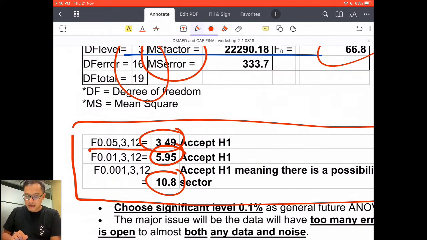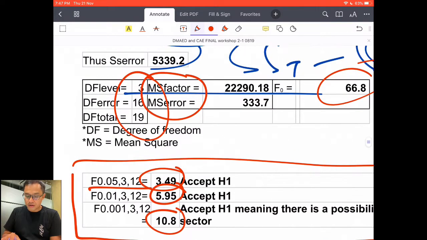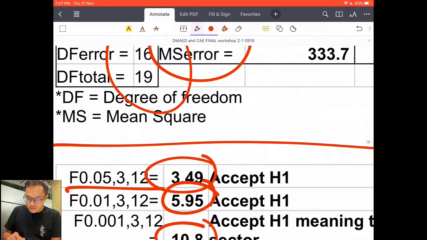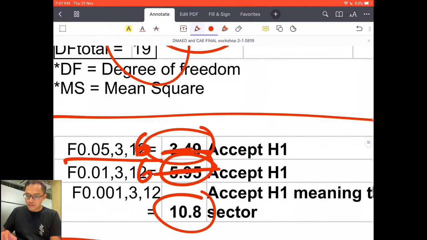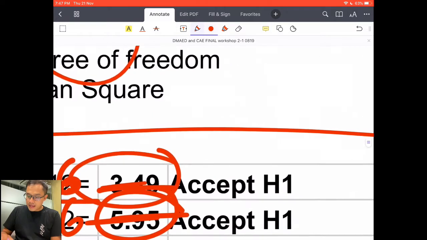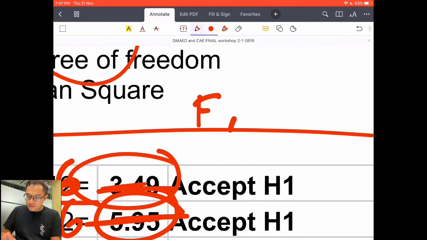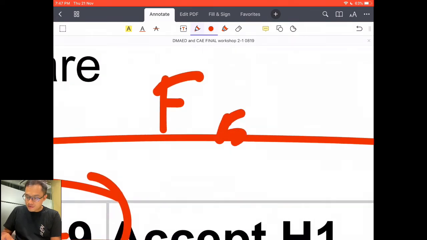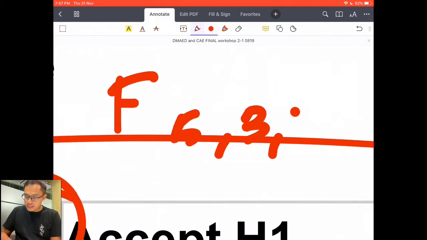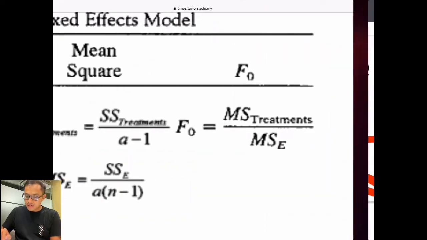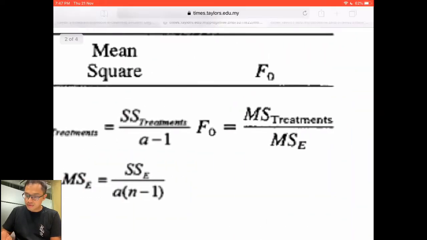Let's go for this one. 5%, 3 degrees of freedom of level, and 12 degrees. So it's not 12, it's 16. 16, yeah? So most probably these are wrong. So let's go and find this. F 5%, 3, and 16. So let's go to our table.